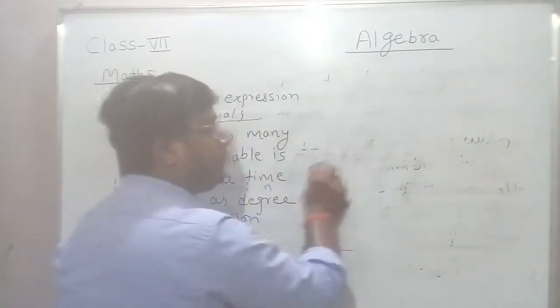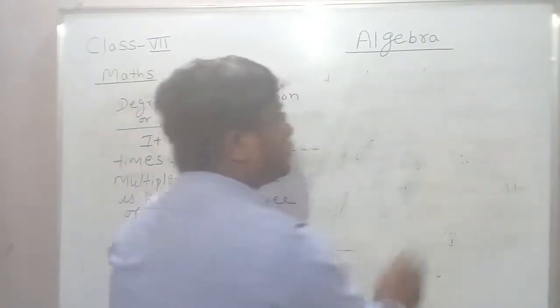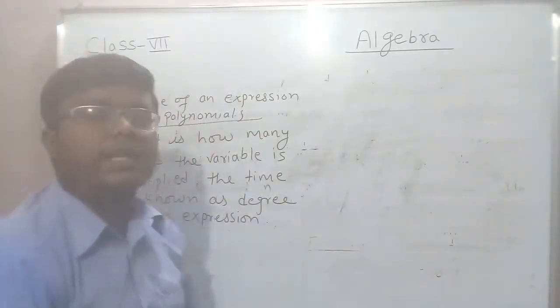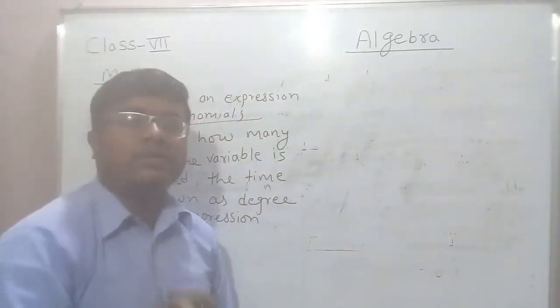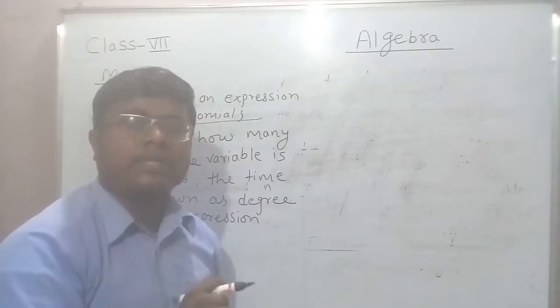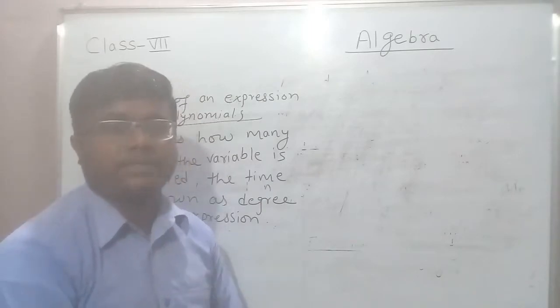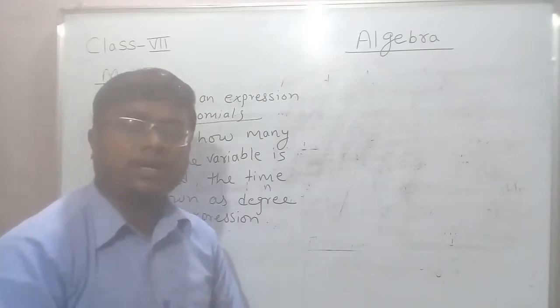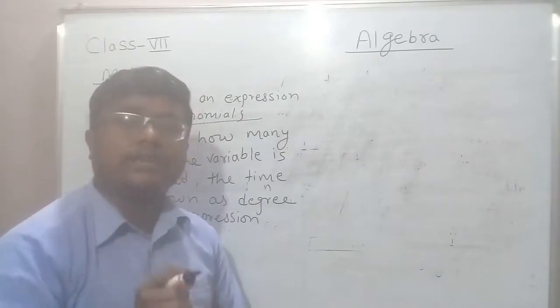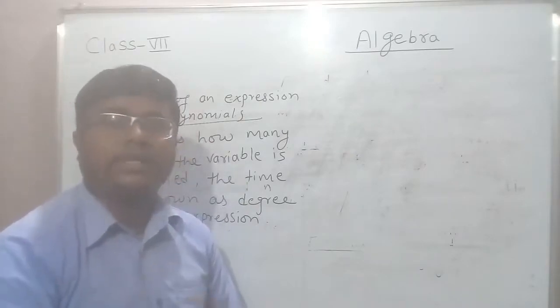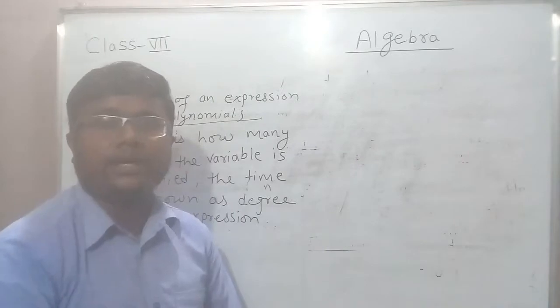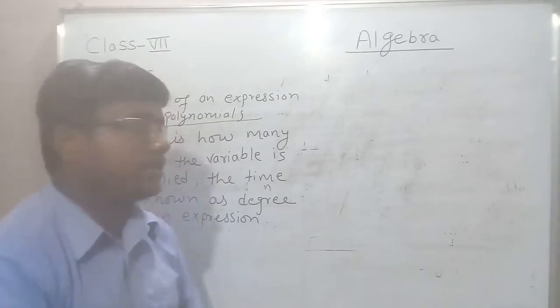So one thing you have to remember: before finding the degree of an expression, we have to see whether we can simplify that algebraic expression or not. If we can simplify it, then first we have to simplify it. Only then do we go on to find the degree of that expression.